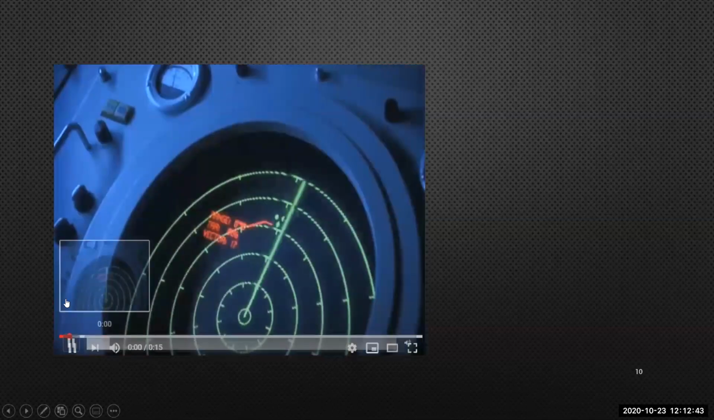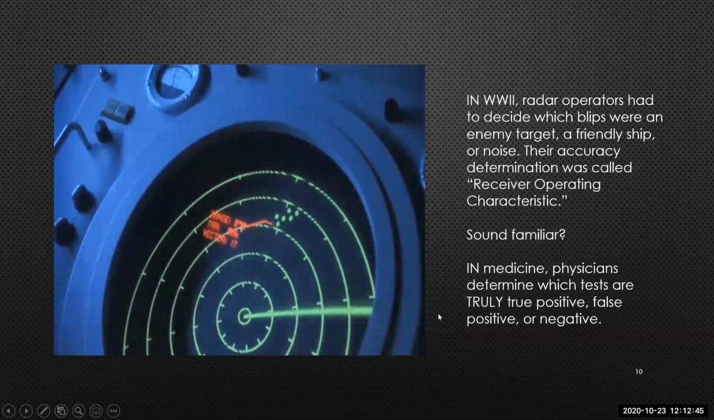The way the name ROC curves comes about is that in World War II, radar operators had to decide that when they saw blips on their radar, whether these were enemy targets, friendly ships, or just noise. And their accuracy was determined by how well they were able to determine this. And their accuracy was called a receiver operating characteristic. So each operator had their own receiver operating characteristic.